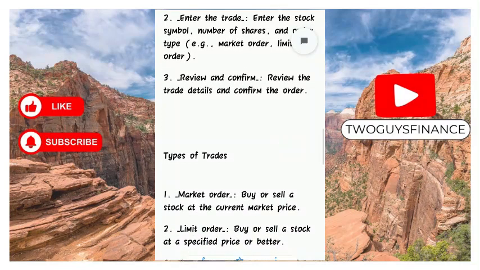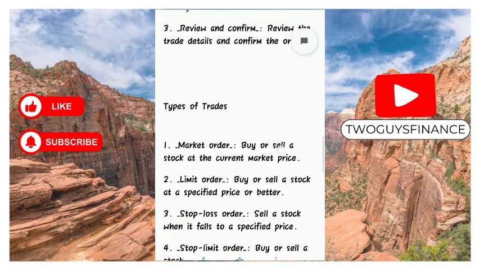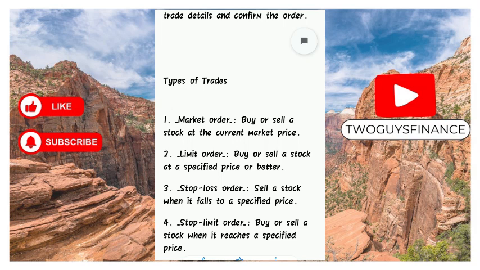Now the types of trade that you have available, you have market order, where you can buy or sell a stock at the current market price. There's limit order, where you could buy or sell a stock at a specific price or better.